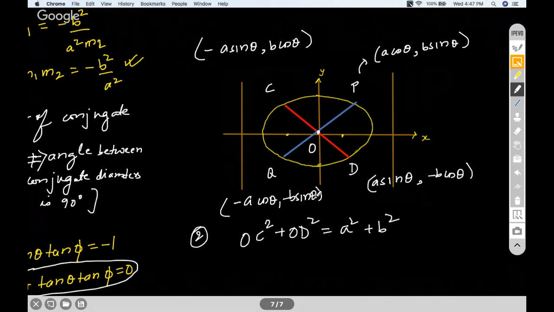Guys, I don't think it should take so much time. It's very simple. OP is nothing but, oh sorry, this will be OP. Yeah, I'm sorry.